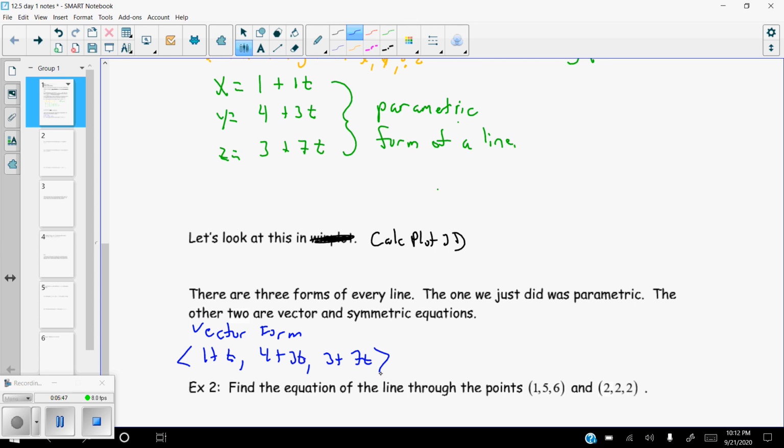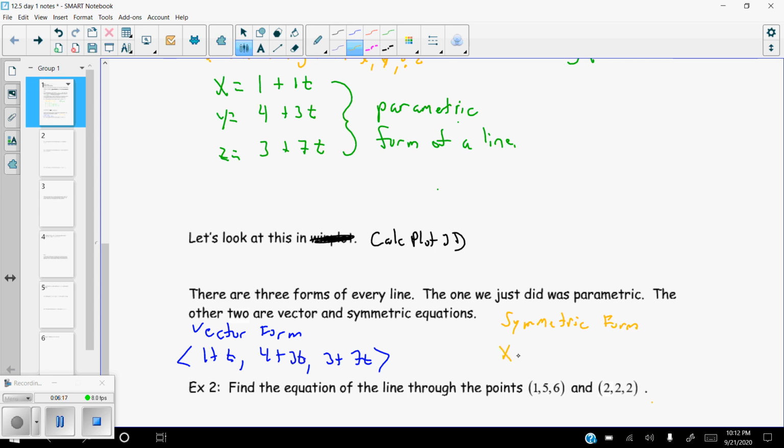The symmetric form, which is the last one, involves just a little bit of work. It's not horrible, but it does involve a little bit of work. The symmetric form basically just says we need to solve each one of those pieces for t. So if I go back to the parametric form up there in green, and I solve that for t, I would have to subtract 1 on both sides, and then I would be done.